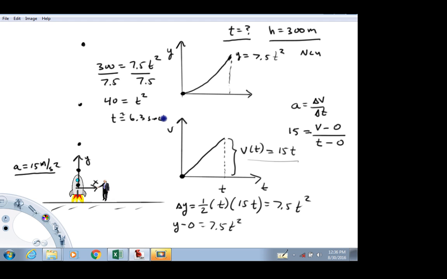If we want to know how fast the rocket's going, we could take that 6.3 seconds and sub it into our velocity function, but I'm going to save that for another time. So again, the point of this video is how to use a velocity graph to write a position function for a particle, and then use it to solve a basic problem in physics. In this case, we've got the time for Donald's rocket to get 300 meters high.